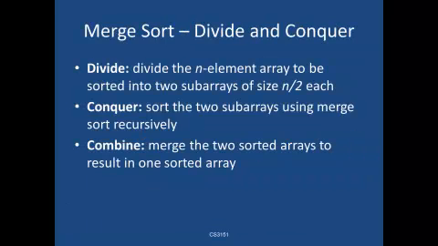So in the divide step, merge sort divides the array to be sorted into two halves. In the conquer step, two subarrays are sorted by splitting the subarray into smaller and smaller parts until sorting becomes trivial. That's when the array consists of one element only. In the combine step, the two sorted subarrays are merged into one sorted array.